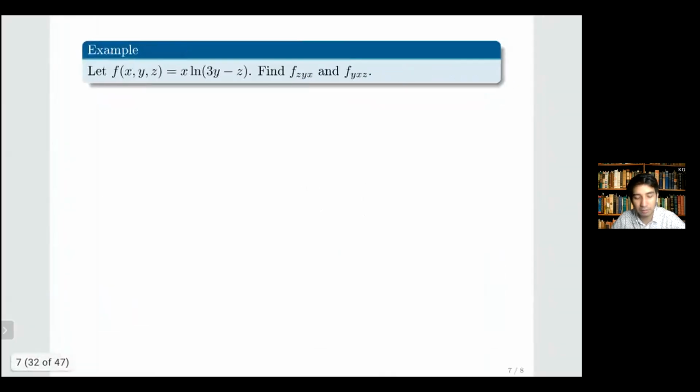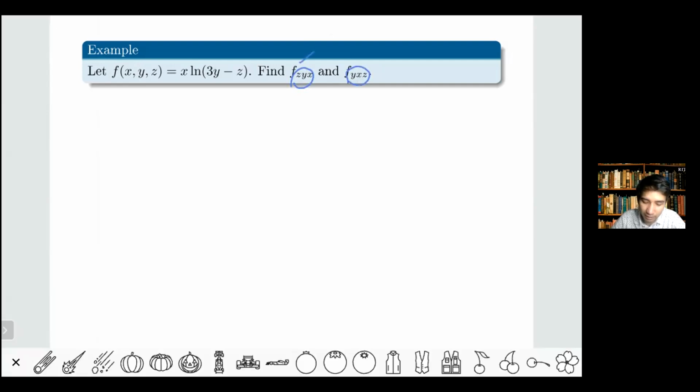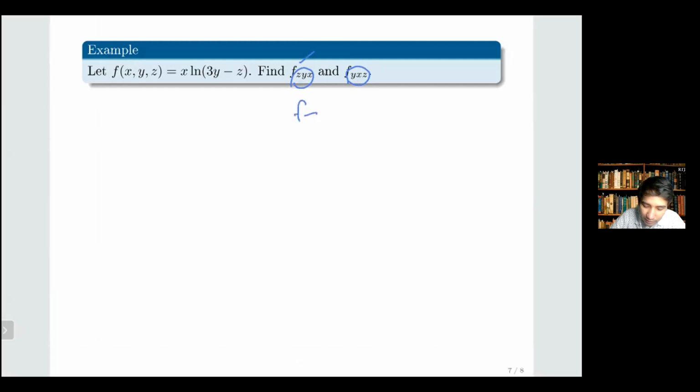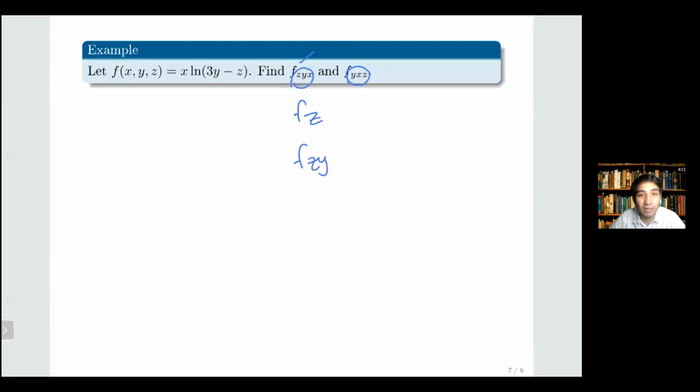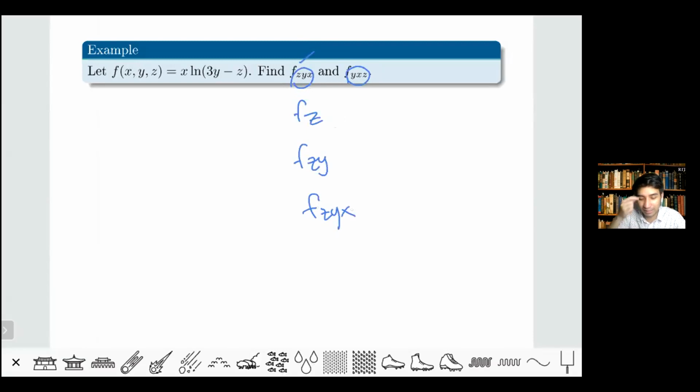Okay. So bigay lang tayo ng example just to show yung previous slide. Halimbawa, f of xyz is x times ln of 3y minus z. Pinapahanap tong f of zyx tsaka f of yxz. So unahin mo natin yung una. Okay. So f of zyx, ibig sabihin, kunin mo daw muna yung fz. Tapos pag nakuha mo ng fz, differentiate mo yan with respect to y. And then pag nakuha mo na yan, differentiate mo yan with respect to x. So one step at a time.